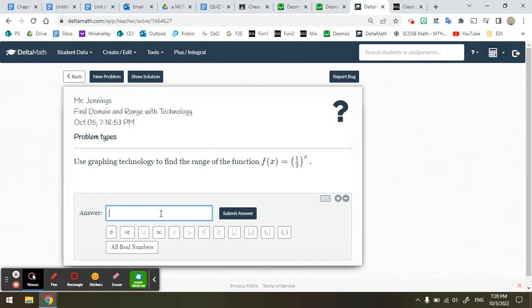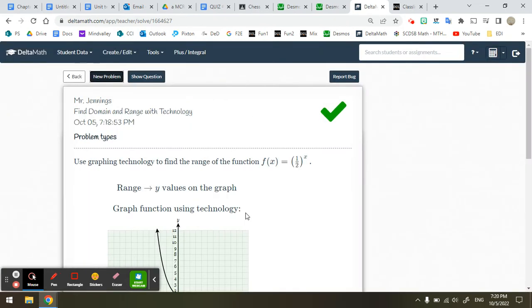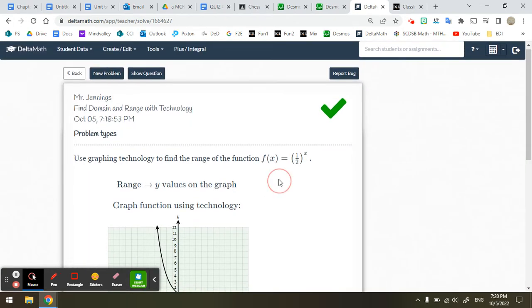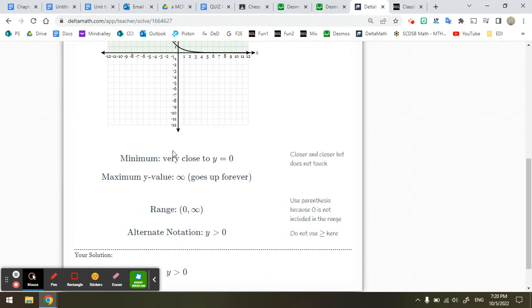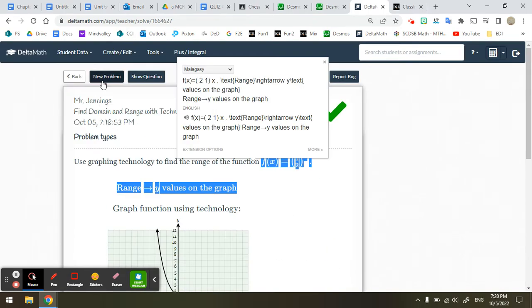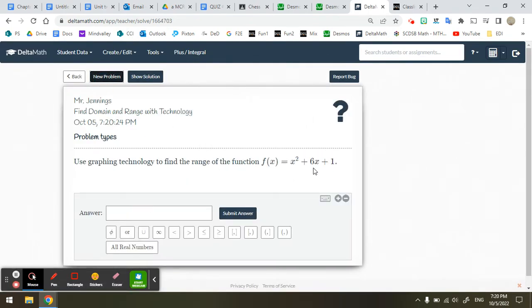So try that. Y is greater than 0. Done. Submit answer. Yes. Hooray. Graph the function using technology. So we did that. The minimum gets very close to y, closer and closer, but does not touch. The maximum y value is infinity. Hooray. Okay, new one. Let's take a look at some more.